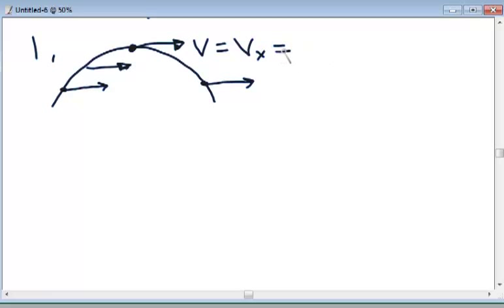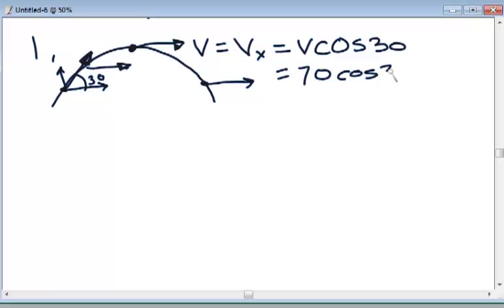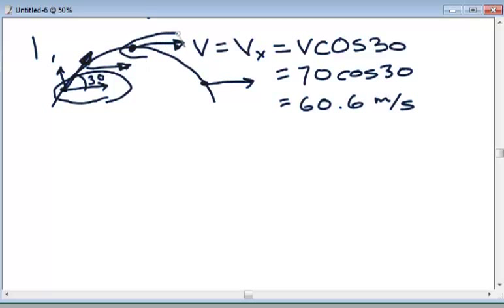So we can figure Vx at any one of these spots. And the easiest spot is at the very beginning, where we know the full velocity is 70, and we know the angle is 30. And so we can calculate Vx right at the very beginning as V cos 30, or 70 cos 30, which is equal to a little bit more than 60. I think it's 60.6 meters per second. And since that's the velocity Vx there, that's the velocity in the x direction everywhere, including at the top.